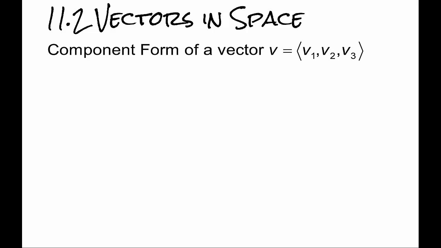So component form of a vector is written in brackets, v1, v2, v3, representing each component of the vector, kind of like an ordered triple. To get the component form of a vector, you do the terminal point minus the initial point. So if they give you 2 ordered triples, you do the terminal minus initial. The 0 vector is at 0, 0, 0.